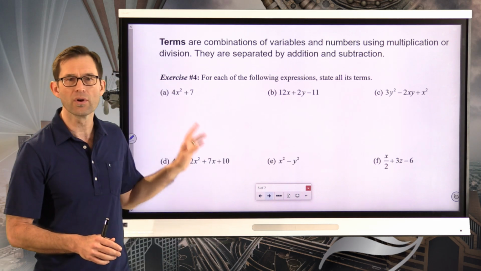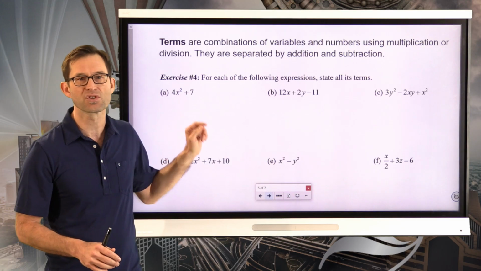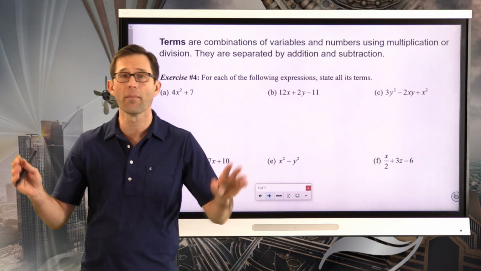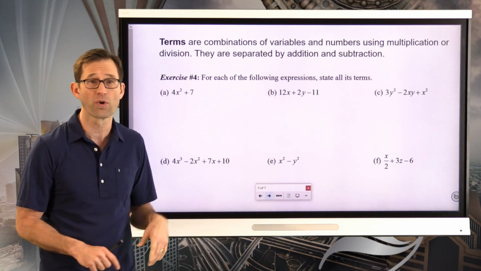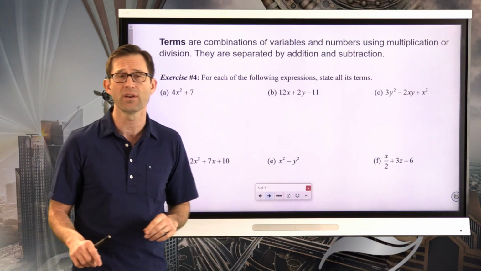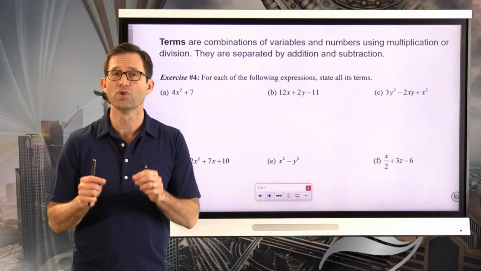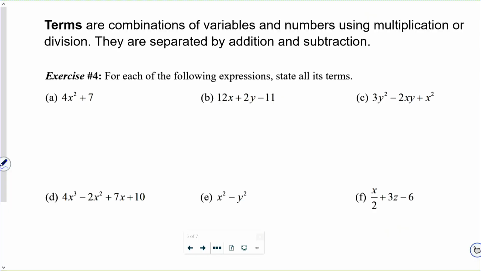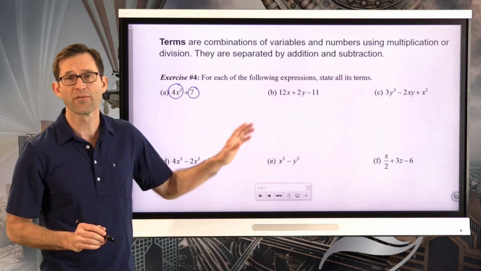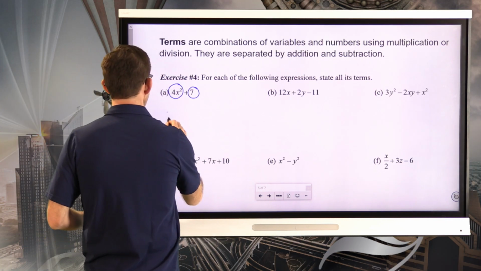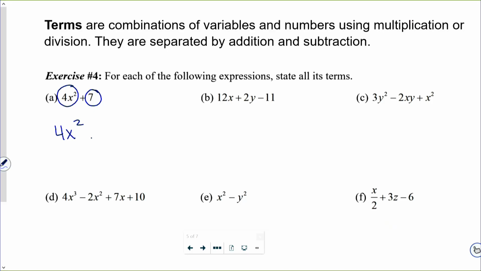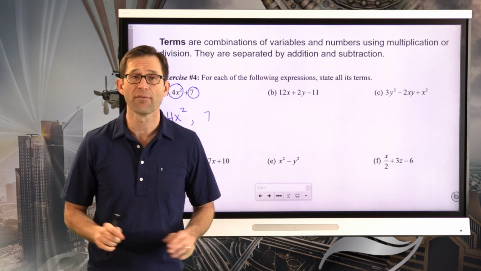So you could look at letter A and you could see a 4 and an x squared and a 7 and all of that and think, oh man, this has got like 3 terms, maybe 4 terms. I see a 4, an x, a 2, a 7, right? Well, that's actually not true, right? This thing only has 2 terms. One term is 4x squared and the other term is 7. The 2 terms here are 4x squared, and I'll just separate them, and 7. A term doesn't have to have a variable in it.